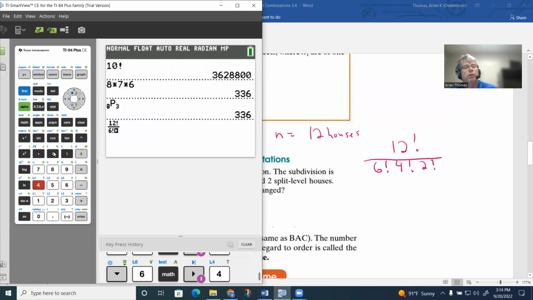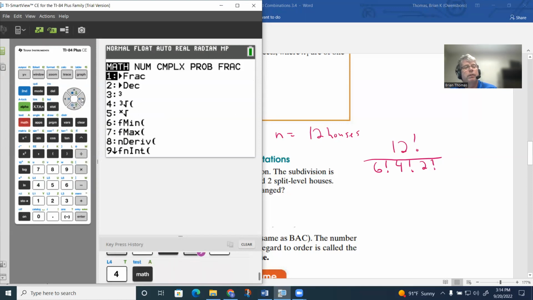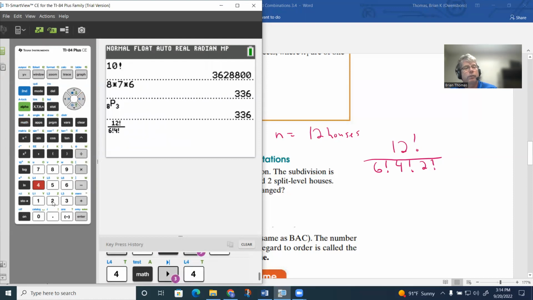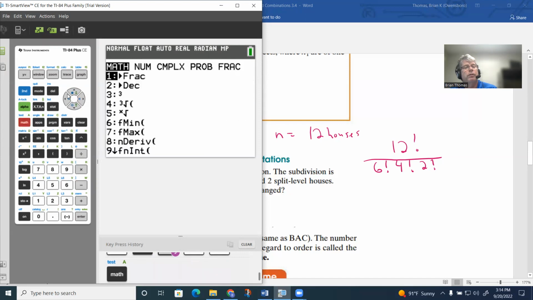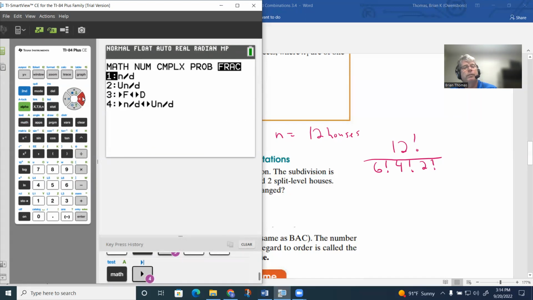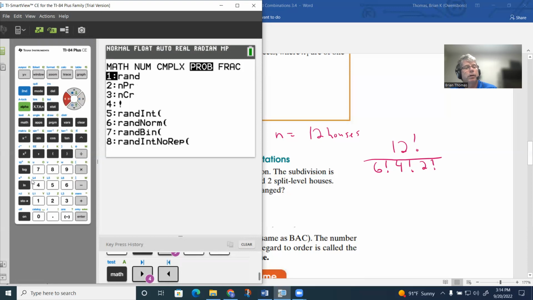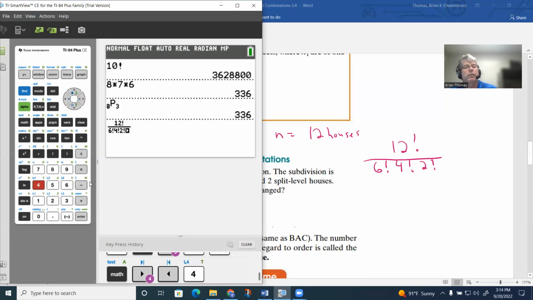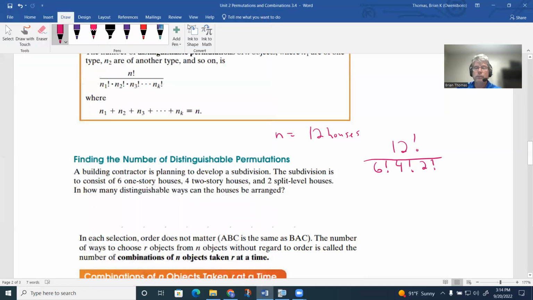Number 4. Then I can do a 4 factorial. So 4, math button, probability, 4 again. Then 2 factorial. And so let's let the calculator do all the calculations for me. You get 4. So I have 12 factorial over 6 factorial, 4 factorial, 2 factorial. So if we enter, that would give us 13,860 different ways to organize those houses. So what do we say there?